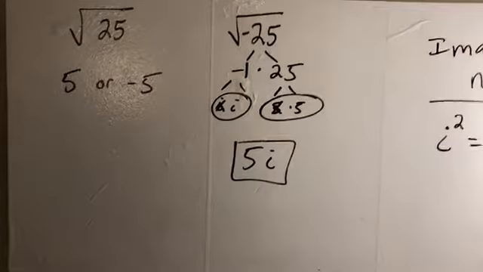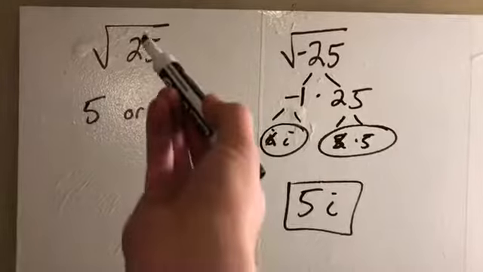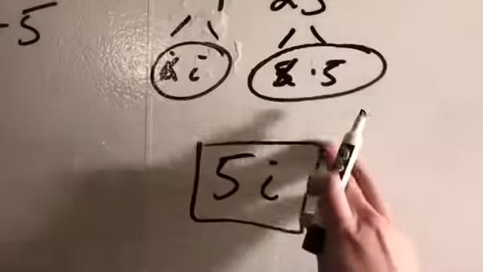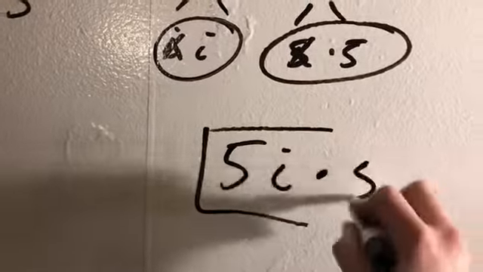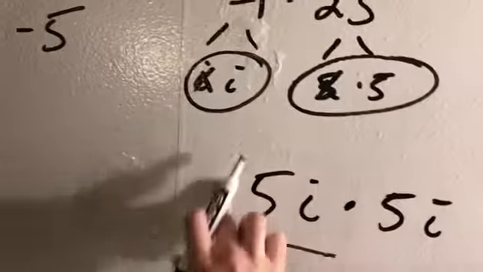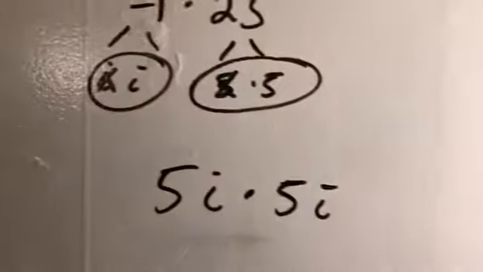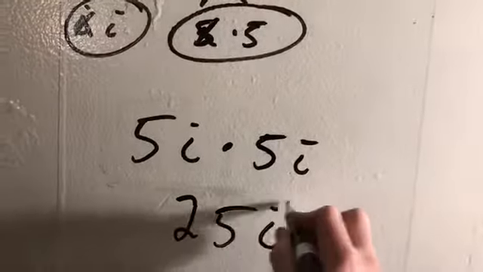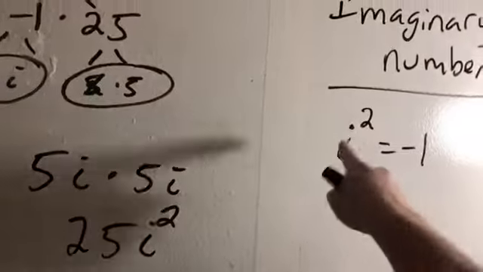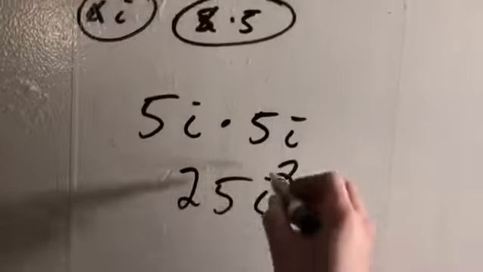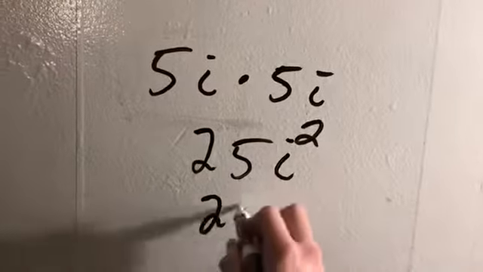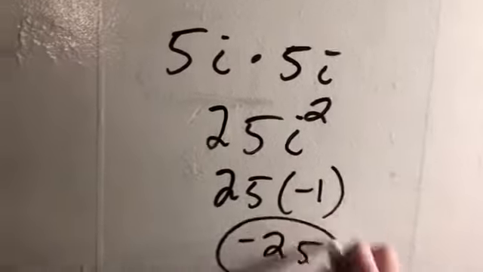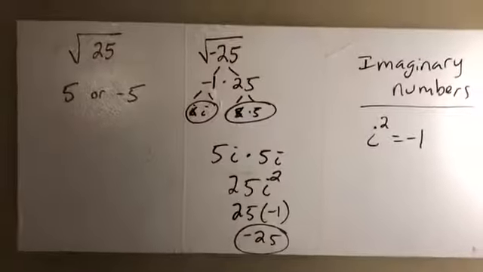And if you wanted to prove this, just like 5 times 5 is 25, and negative 5 times negative 5 is 25, let's try this out. 5i times 5i should get us back to the original. 5 times 5 is 25. i times i is i squared. And in our math, i squared is the same as negative 1. So whenever i squared pops up, we can swap that out with a negative 1. And we can see how we get to negative 25 again.